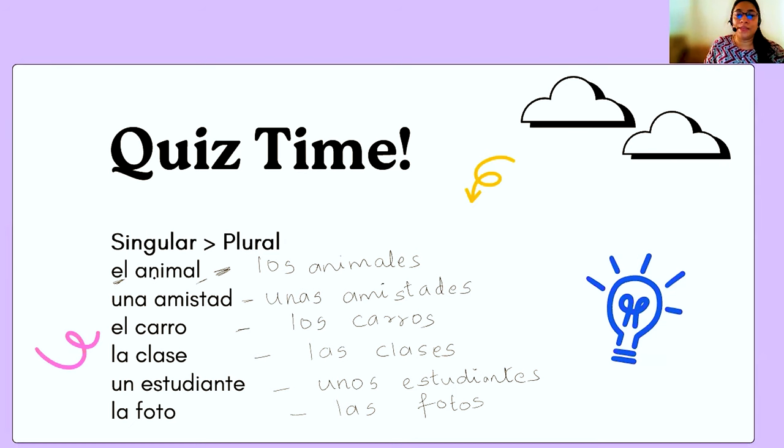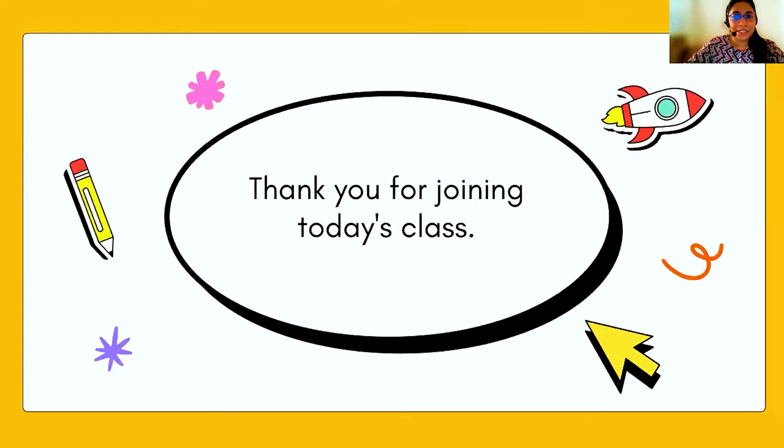El animal becomes los animales. Una amistad becomes unas amistades. El carro becomes los carros. La clase becomes las clases. And un estudiante becomes unos estudiantes. And la foto becomes las fotos. Okay, that's it for today.